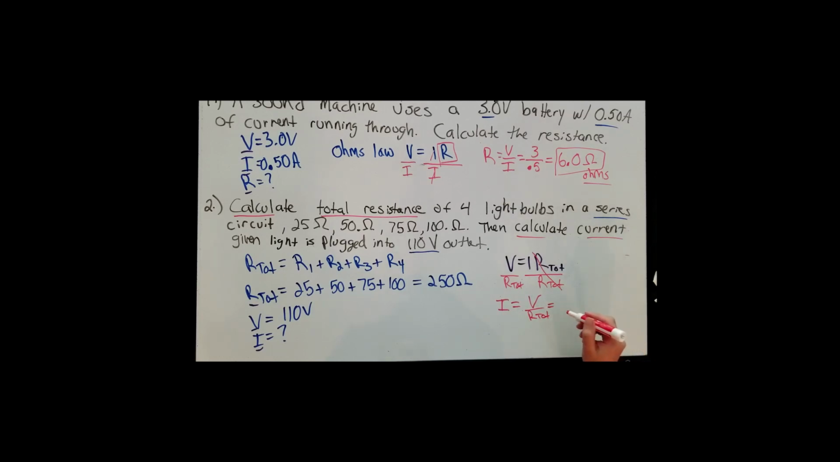Plugging in, I get 110 on top for the voltage, 250 for my R total. And that gives me 0.44. So 0.44 amps of current is running through that series circuit.